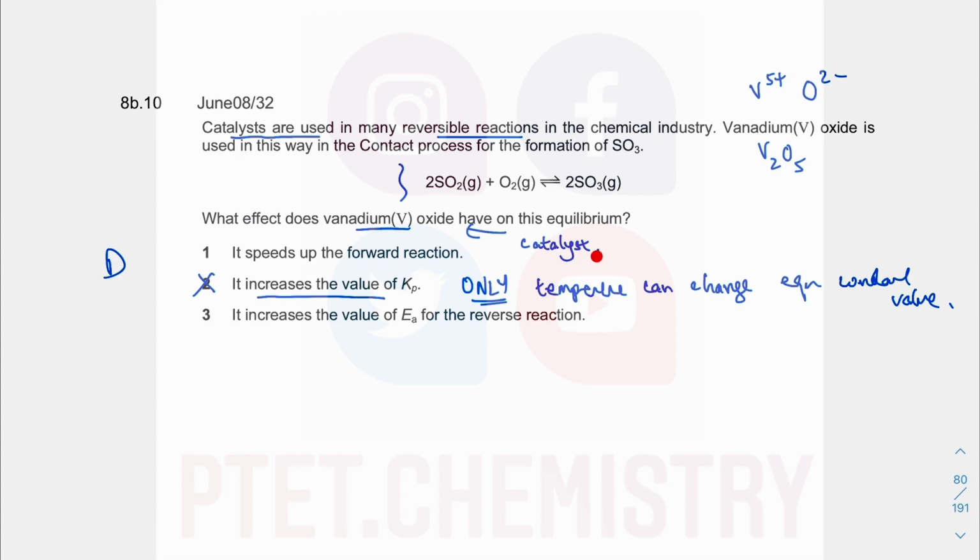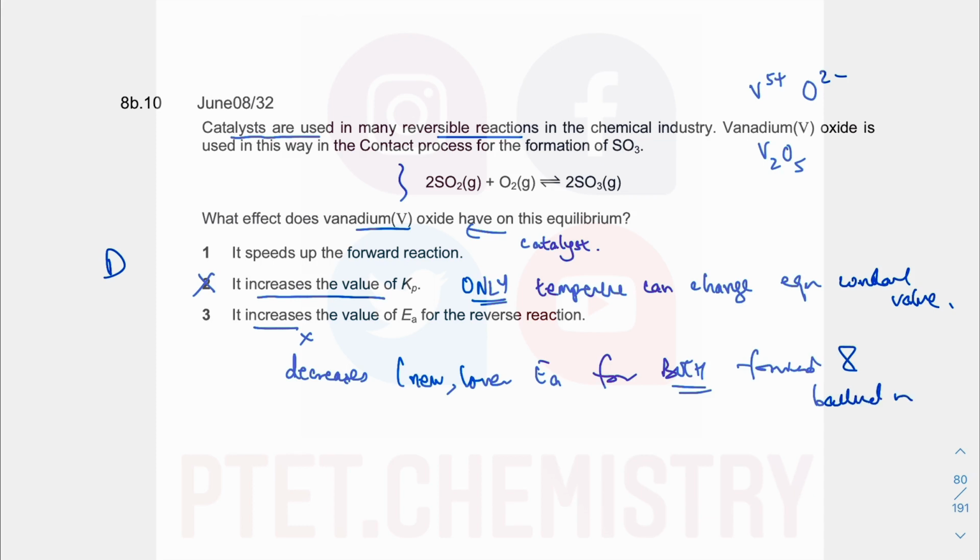Another thing that a lot of students couldn't get is that catalyst speeds up the forward reaction, but catalyst also speeds up the rate of backward reaction. Okay, so catalyst speeds up the rate of both forward and backward reaction. And in terms of reverse reactions, it will also speed it up. So it's not increase, it's actually decreases as well. It's got a new lower activation energy for both the forward and the backward reaction.